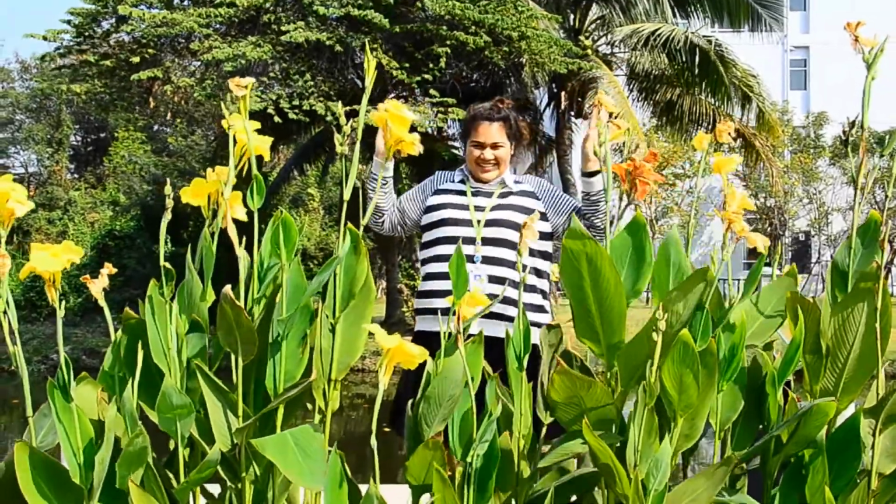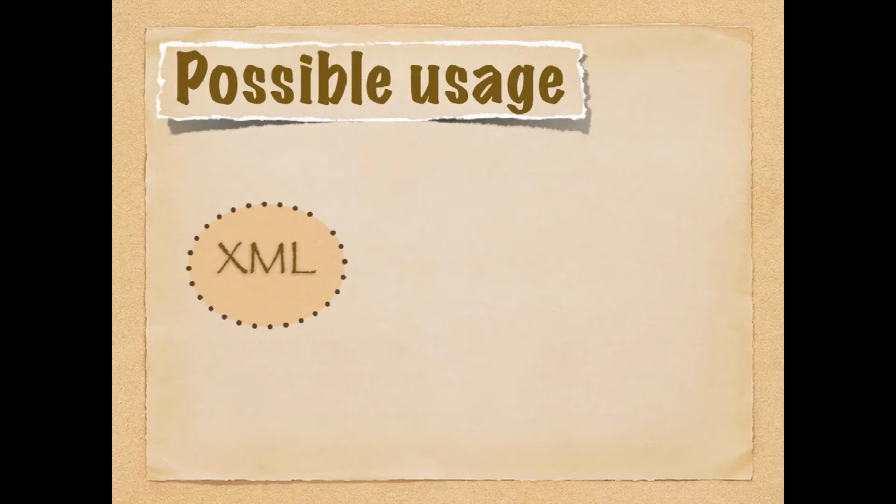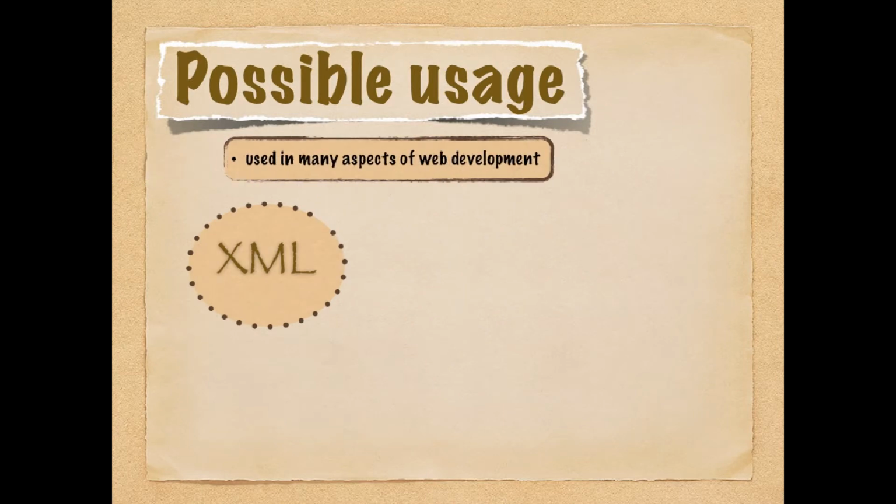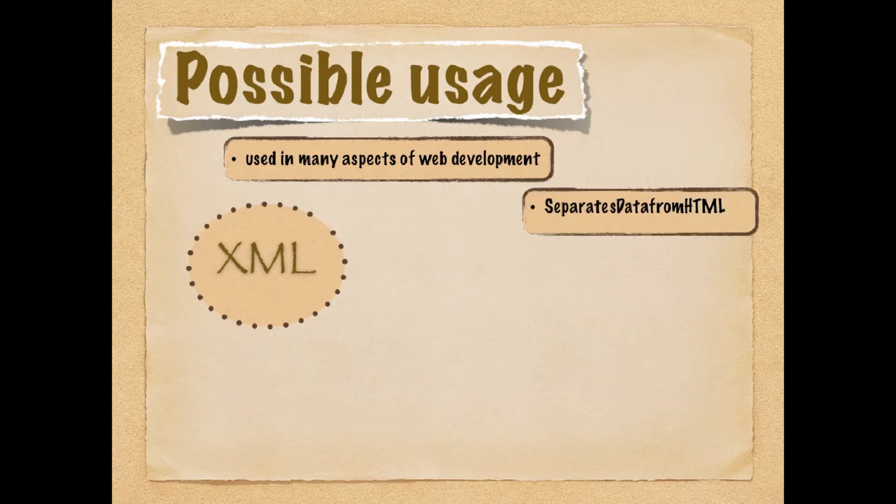Possible usage. XML is used in many aspects of web development, often to simplify data storage and sharing. XML separates data from HTML. This makes it much easier to create data that can be shared by different applications.